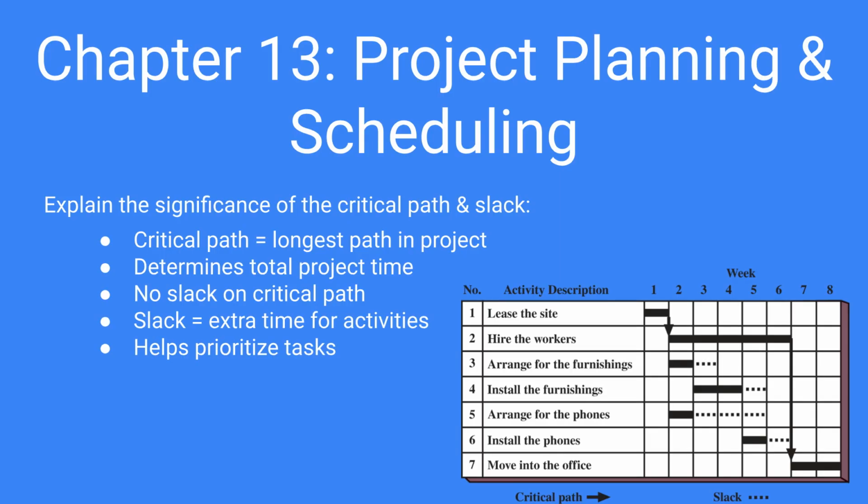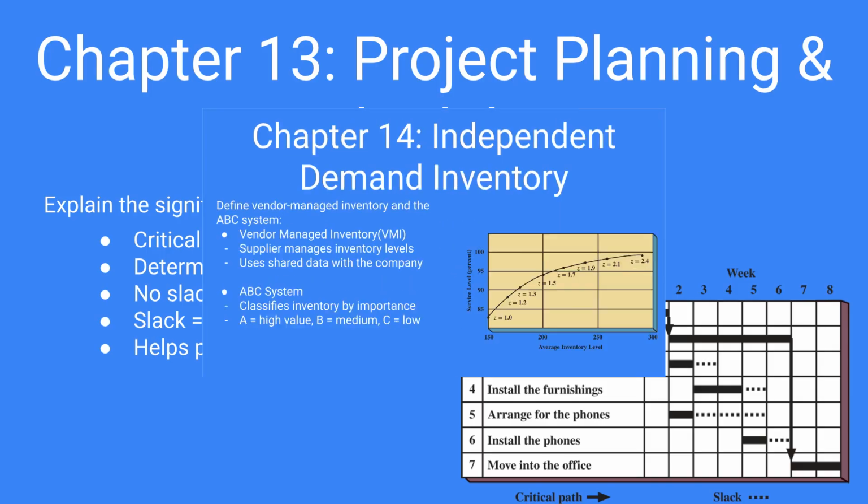The significance of these concepts is that managers can focus on critical path activities since they directly impact the project deadline. Activities with slack provide flexibility and can be adjusted without delaying the project. Overall, understanding the critical path and slack helps improve scheduling and resource allocation.